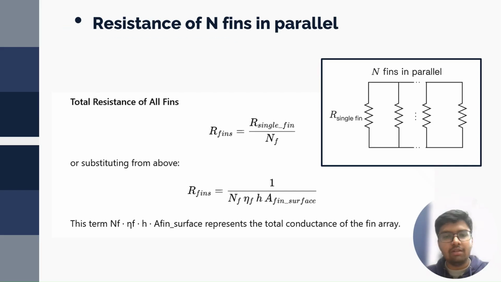This is the total heat conduction. Now we'll see the total resistance for all fins, which are in parallel. Obviously it will be R single fin upon N, the number of total fins, as they reduce the total resistance. Substituting the resistance for a single fin, R fins is given by 1 upon the number of fins times fin efficiency times h times the area of fin surface. So this 1 upon R represents the total conductance of the fin array, and the diagram is also given.